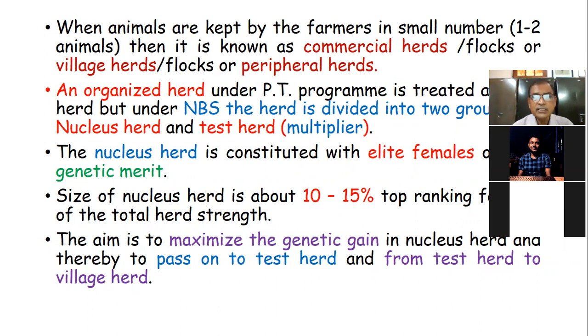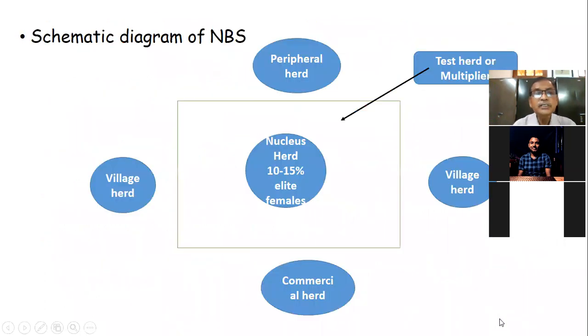So an organized herd under the progeny testing program is treated as a single herd, but under the nucleus breeding system, we divide this total herd into two groups. One is called the nucleus herd. The rest is called the test herd or the multiplier. The nucleus herd is constituted with the elite females. So this is the diagram, you see the schematic diagram of the nucleus breeding system.